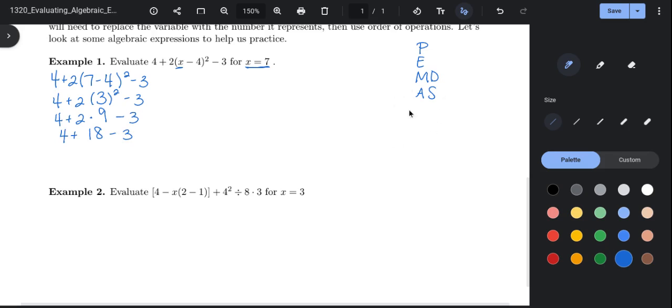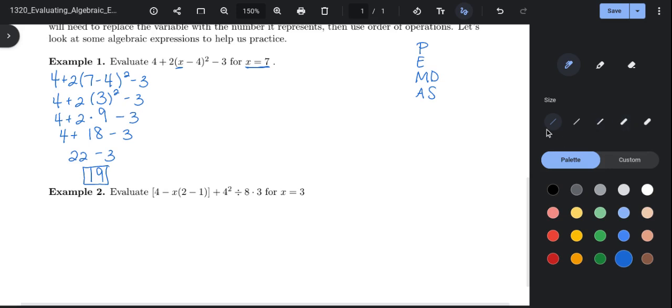And then our last steps are to look for our addition and subtraction. In this case, we have 4 plus 18 first, so we're going to do that, and that evaluates to 22. And then we still have this minus 3. And the very last thing is 22 minus 3, which is 19. So 19 is the value of this algebraic expression when x equals 7.